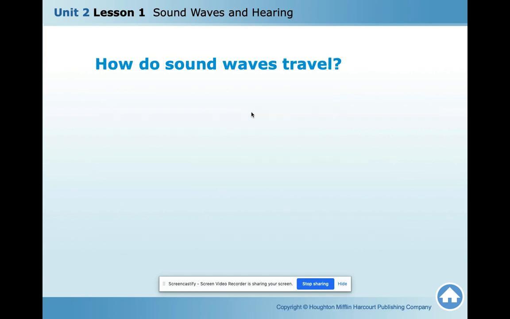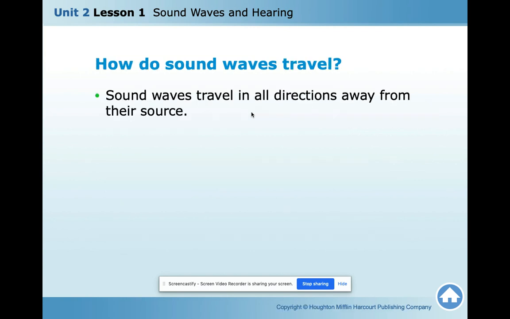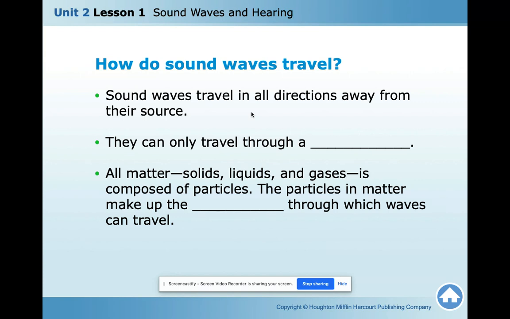Okay? So how do sound waves travel? Sound waves travel in all directions away from their source. So it's not just in one direction. Think of when you throw a pebble into the water and it goes out in a circle. That's how sound waves travel. It goes out in all directions. They can only travel through a medium.